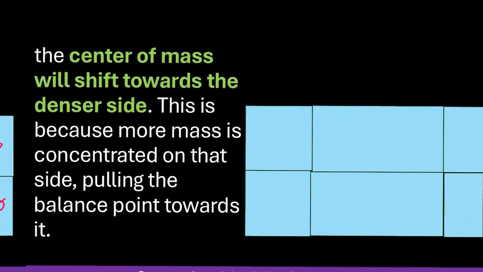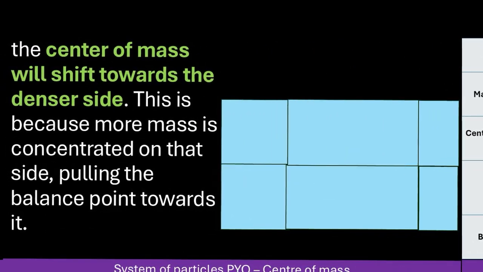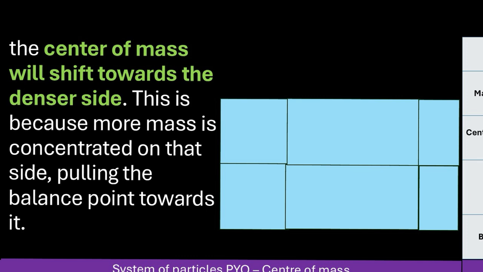And what will happen in such a case? That is the point here. That is where we expect a potential assertion using a question. Well, not at the simple level, but at a slightly higher level. If the weight distribution is not uniform, then the center of mass will shift towards the side which is denser. This is because more mass is concentrated on that side, pulling the balance point towards it.